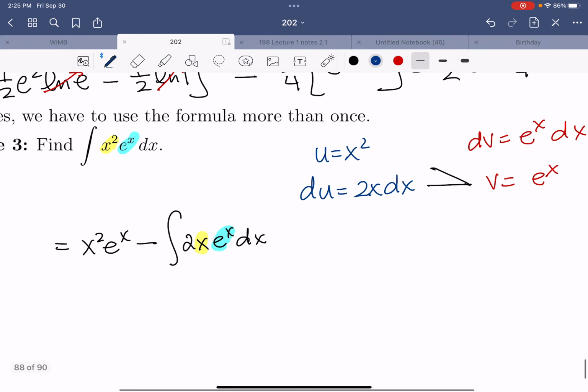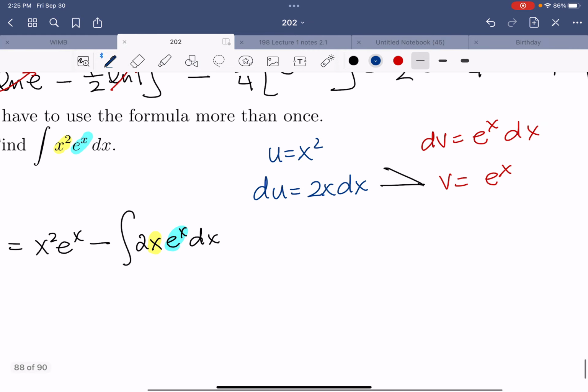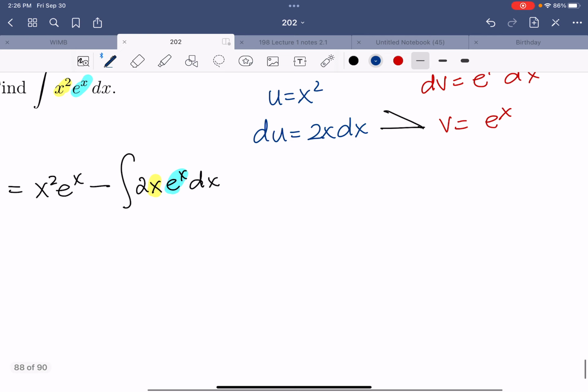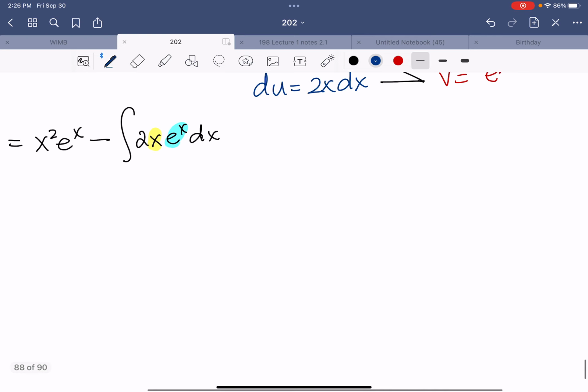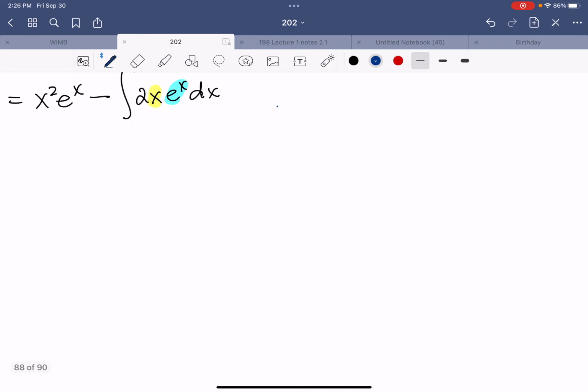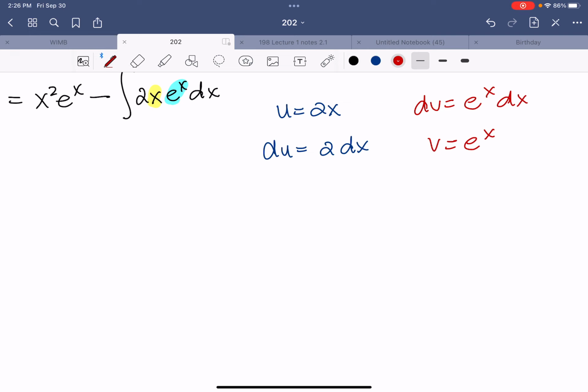Now what I want to make sure I do is make the same decisions for u and dv. If I make the opposite choice and make my u e to the x and my dv the x, then I'm going to go backwards and head right back to where I started. So I don't want to undo the by parts that I already did. I'm going to be consistent with my choices. So that means my u is going to be the 2x, and the du then is just 2 dx. And the dv is the e to the x dx, which means my v is e to the x.